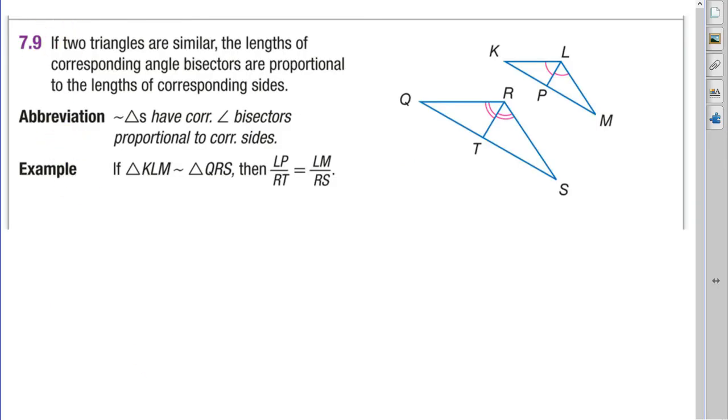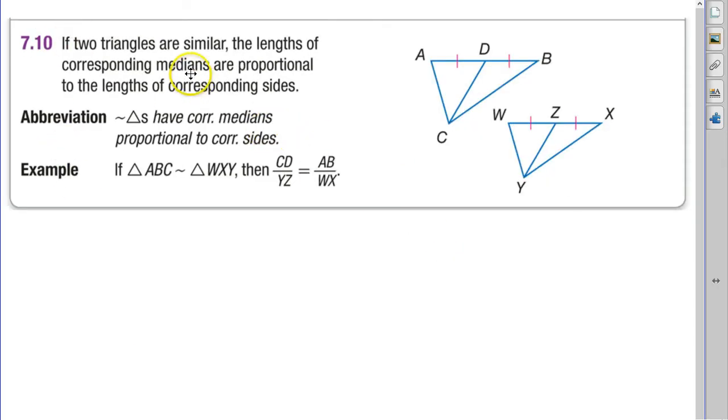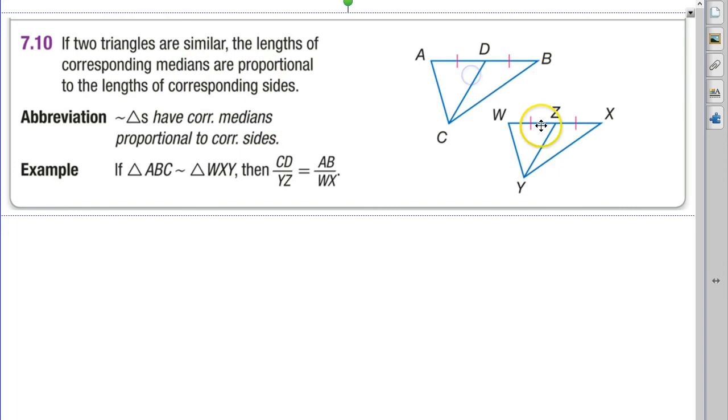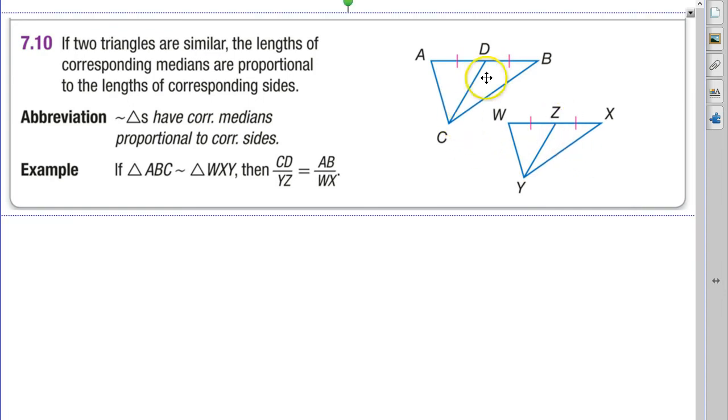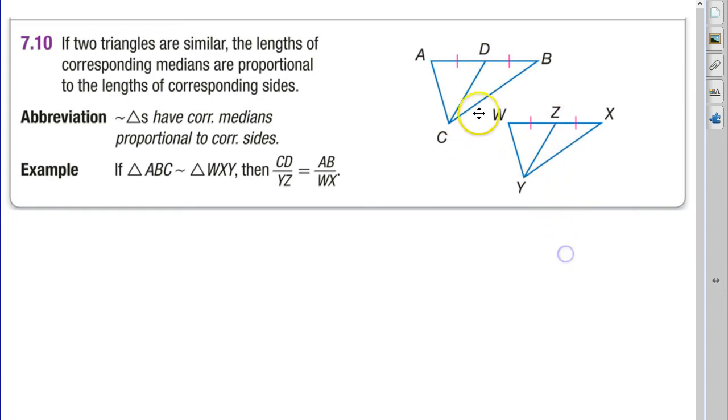And then our third theorem, theorem 7.10, same thing as the other two basically. This time again, two similar triangles. And what we also then have is medians. So they go from a vertex to the midpoint of the opposite side. So CD and YZ. And just like before, the ratio of the medians, CD to YZ, is the same thing as the ratio of the sides.